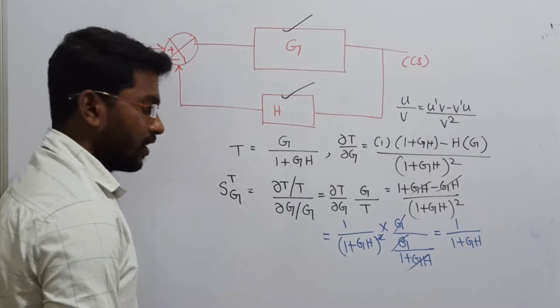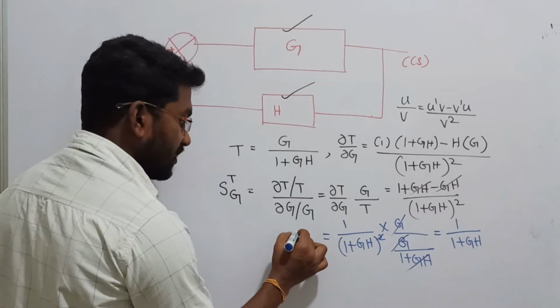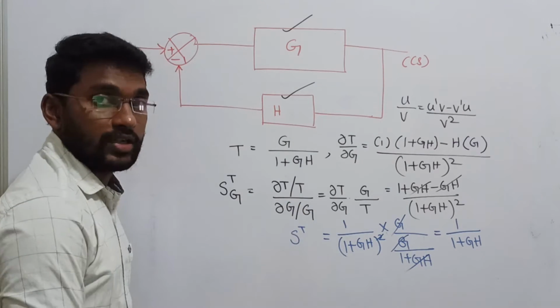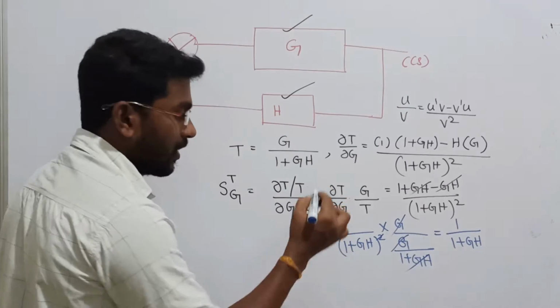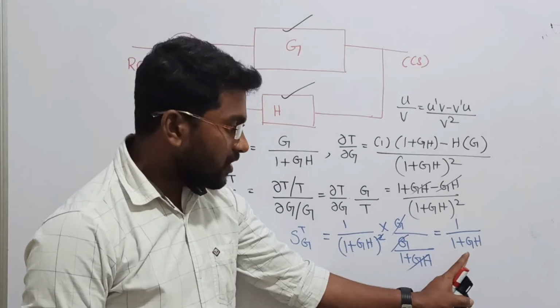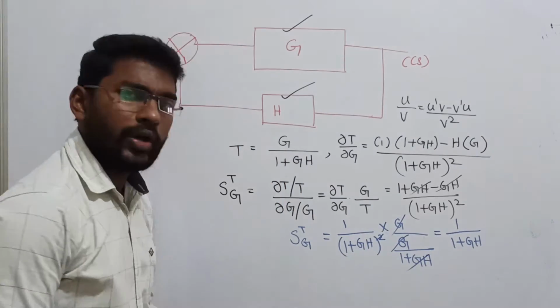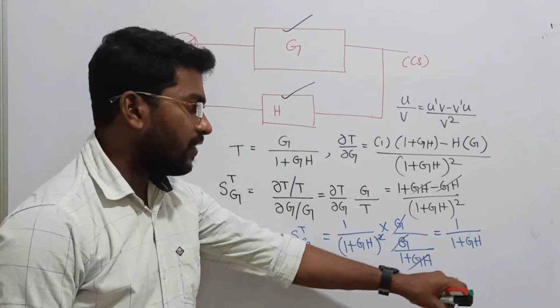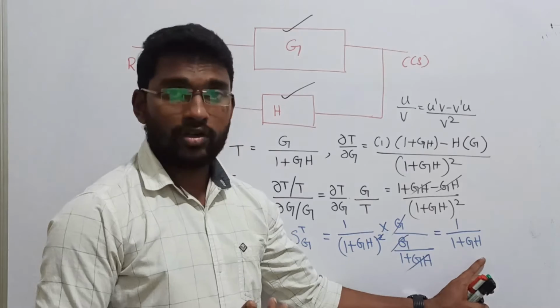Clear? What we have understood from here is that the sensitivity of the overall transfer function with respect to the forward path gain is this much. Clear? So there are two parameters here, G and H. Now you have to test. You can test in your exam. The value of G will be given and the value of H will be given, right?